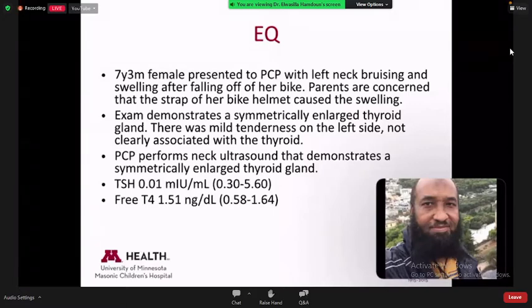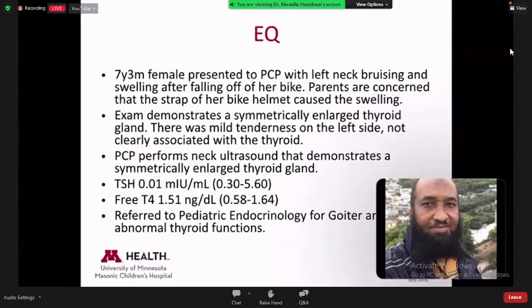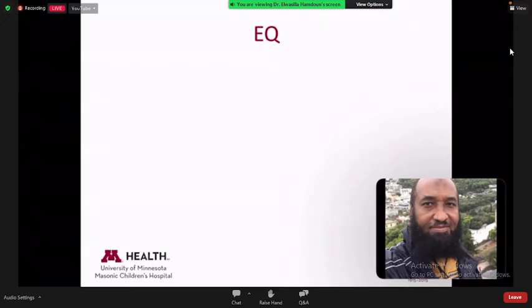So the PCP or the primary care provider decided to take this patient to the endocrinologist for assessment of goiter and abnormal thyroid functions. And that is a very legitimate referral. They did a referral.